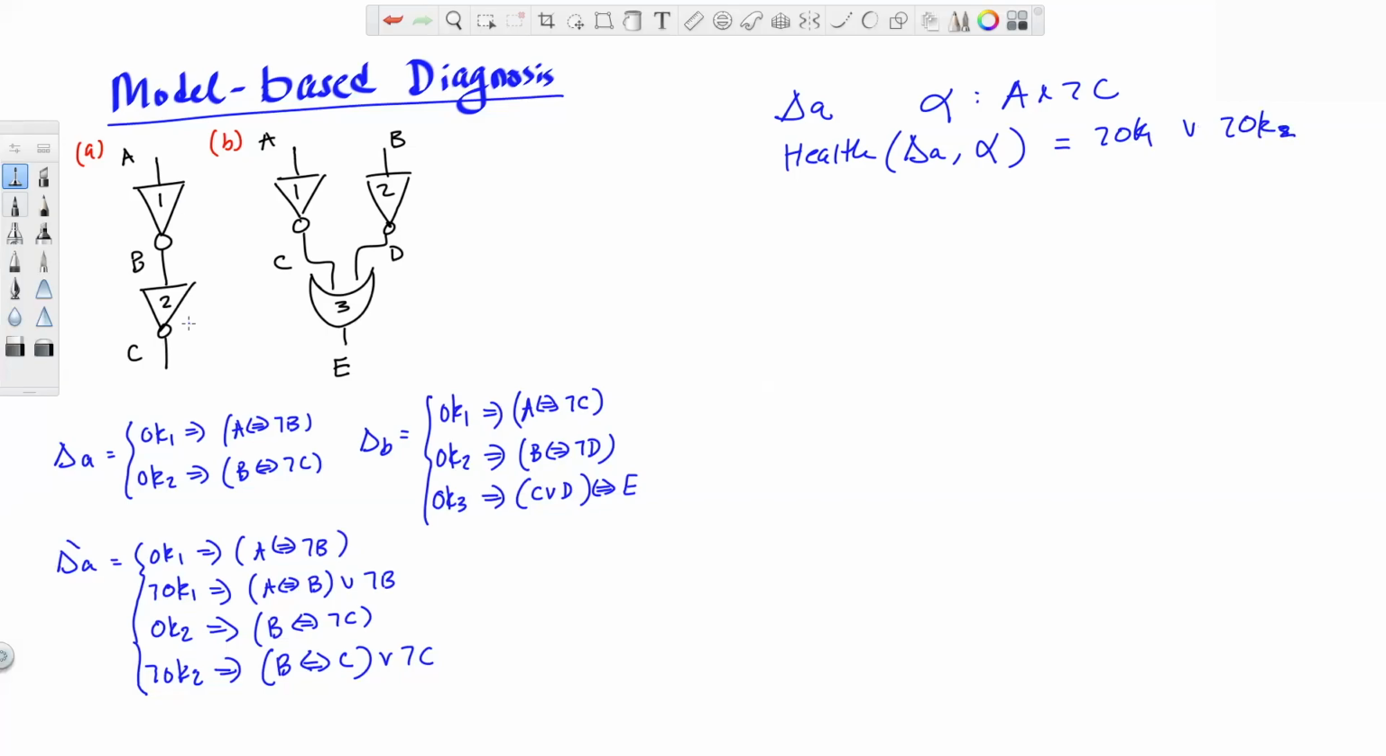One of them broke. Well, you know, the tool and the claim now is if you take delta A and conjoin it with this alpha and then existentially quantify the variables A, B, C, the claim is this will end up being not OK1 or not OK2.